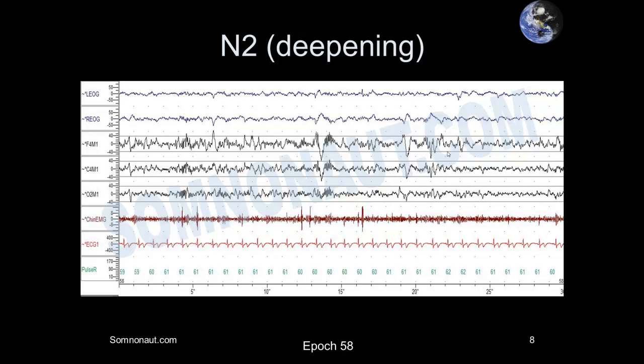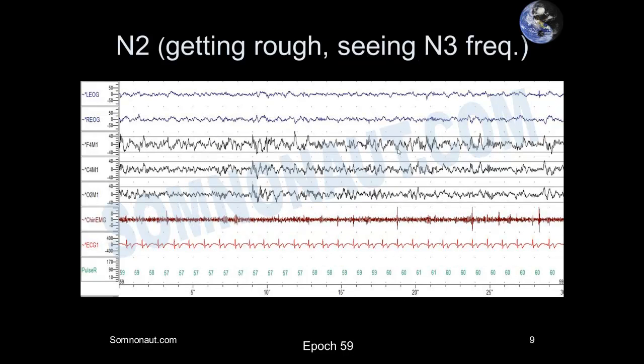Next epoch, we see the EEG deepening. Our previous paved road has given way to a bumpy road. There is clearly a greater variance to the voltages within this epoch. K-complexes and spindles can be seen. It is clearly an N2 epoch. We still do not achieve 6 seconds of N3 activity. Here we're still getting rough. We still don't get 6 seconds, 20% of our epoch.